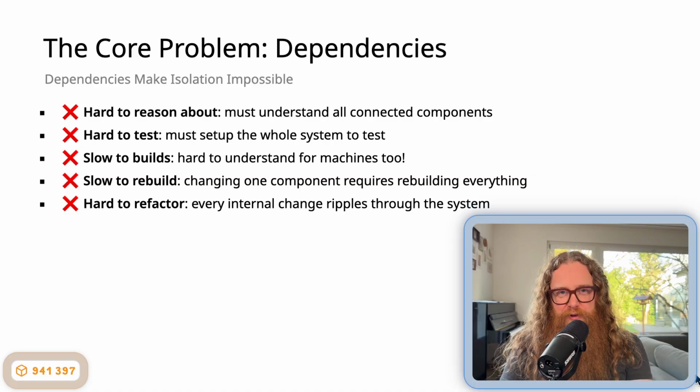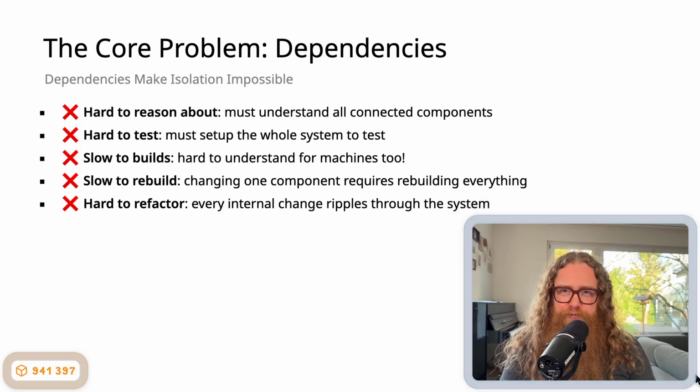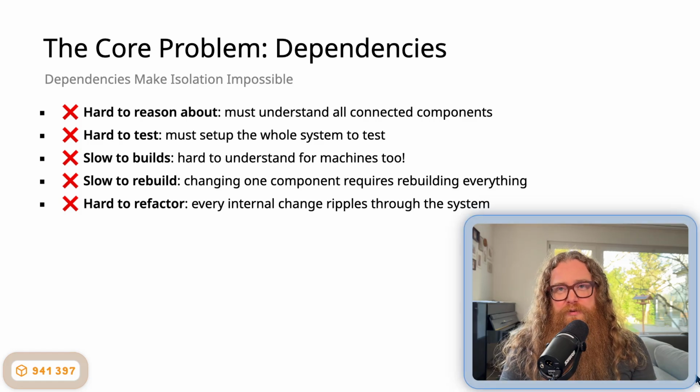To understand a single component, you have to understand all the components it interacts with and how they are implemented. It's also hard to test because testing a single component requires all the other components, so you cannot test the component in isolation. The build is also slow if dependencies are too tightly coupled, because if the component is hard to understand for the machine, it's also hard to understand for the compiler.